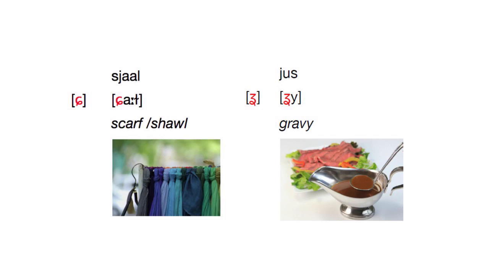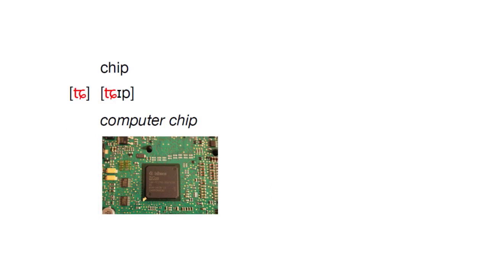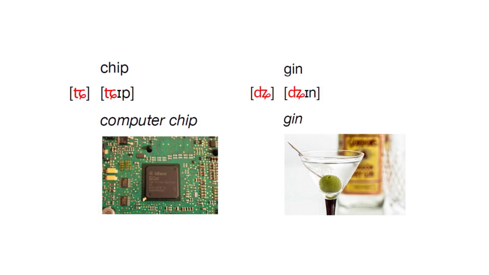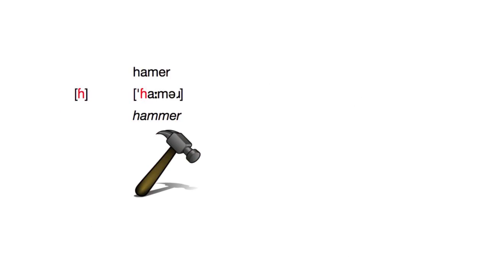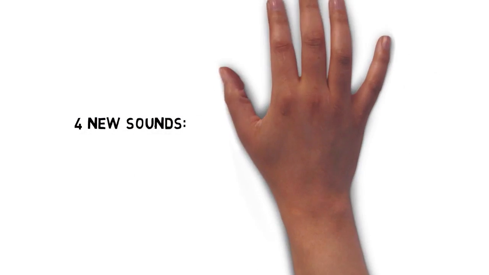Sh, j. For both of these, you can also add a T or a D sound, giving you ch, as in chip, and j, as in gin. And then we covered ha, as in hammer, which was a voiced h sound. It's basically just an extra breathy start to your vowel. Ha, hammer. Finally, we covered some totally new sounds.